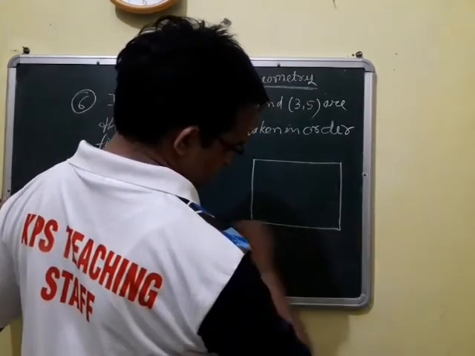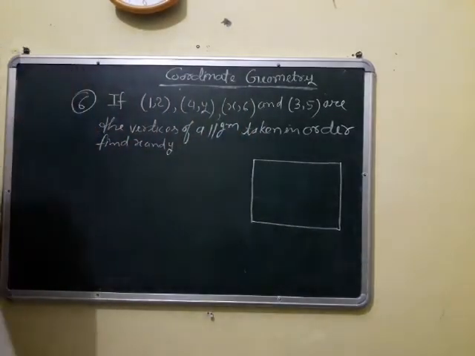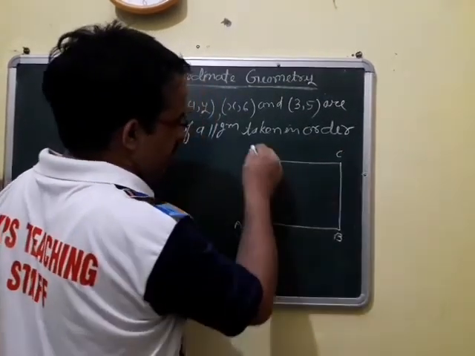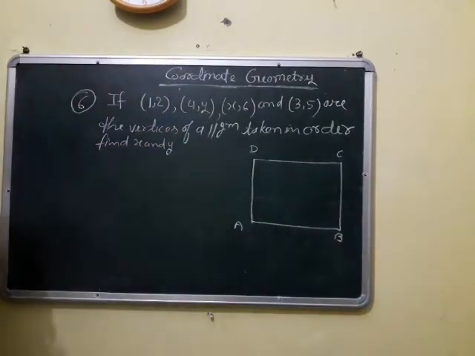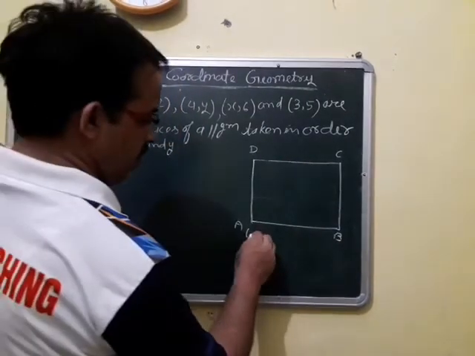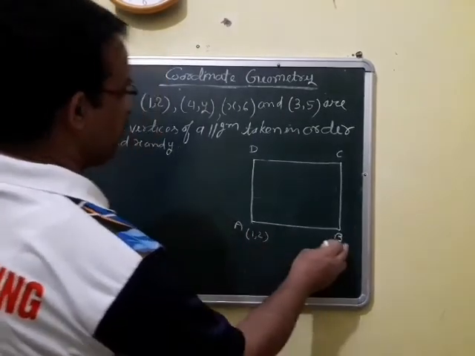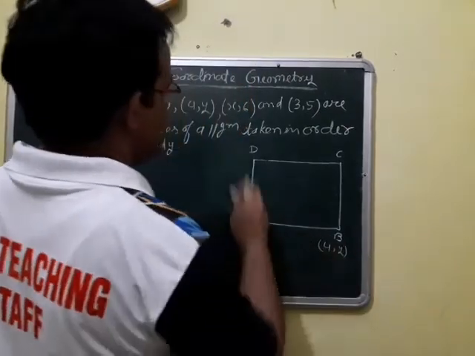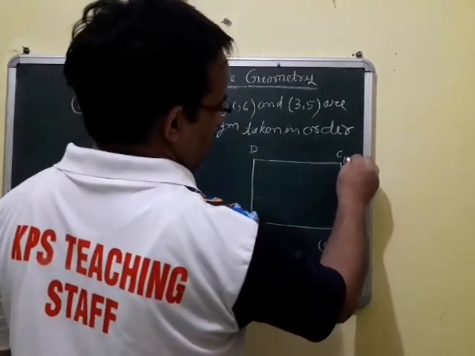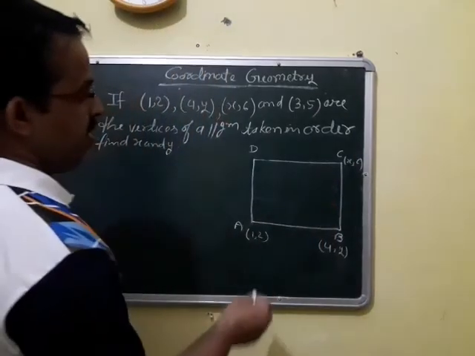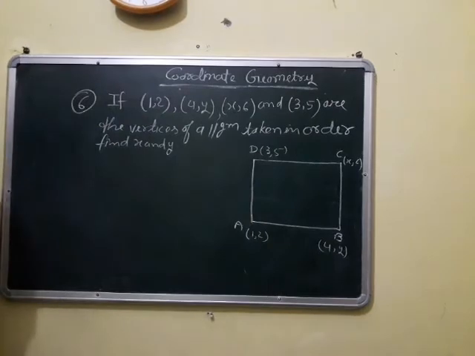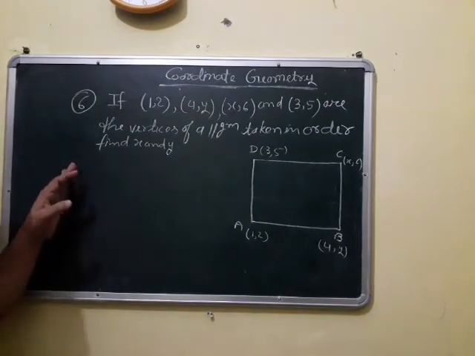Opposite sides are equal and parallel. Here is given the parallelogram ABCD, and the coordinates are also given. A's coordinates are (1, 2), B's coordinates are (4, y), C's coordinates are (x, 6), and D's coordinates are (3, 5). This portion is clear.